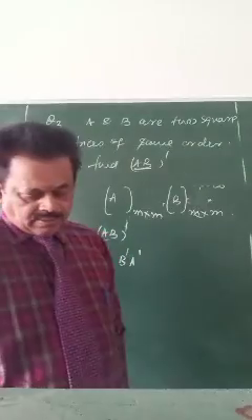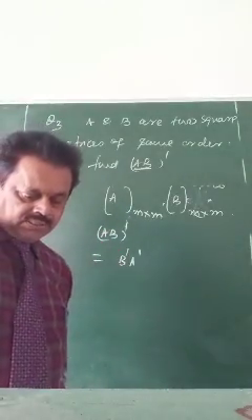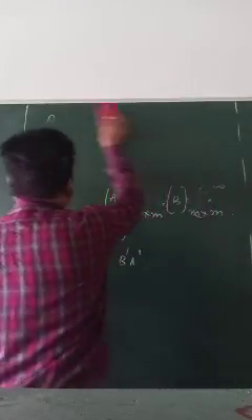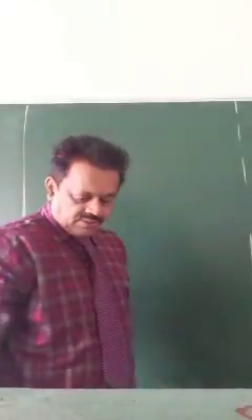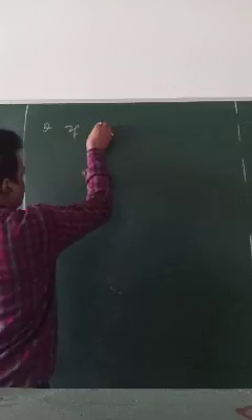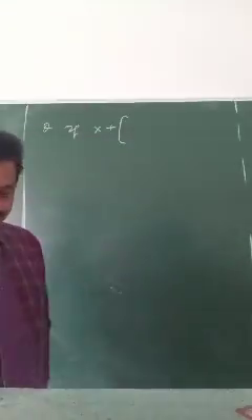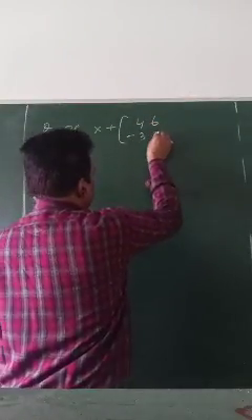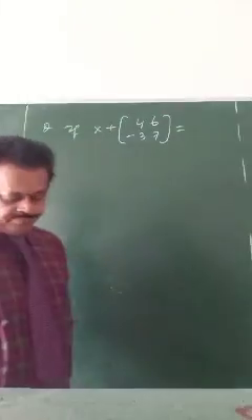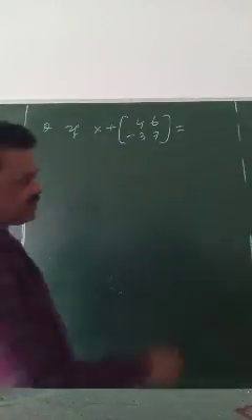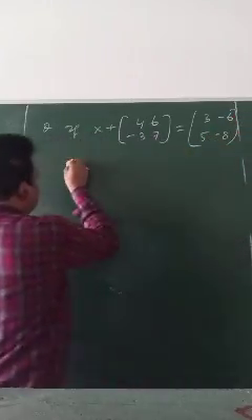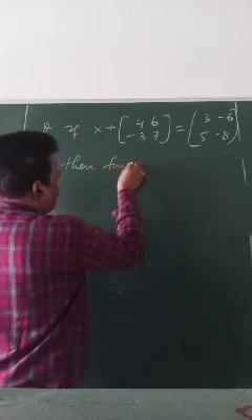Okay. Then comes a very interesting question. First we will take one simple one, then you will go to a harder question. Suppose you are given one more question: X plus the matrix [4 6; minus 3 7] equals the matrix [3 minus 6; 5 minus 8]. Then find X.